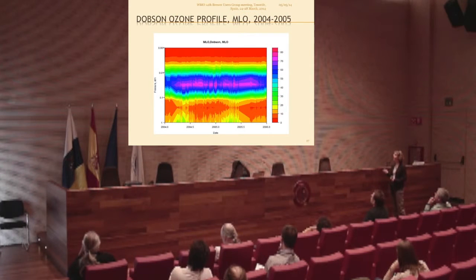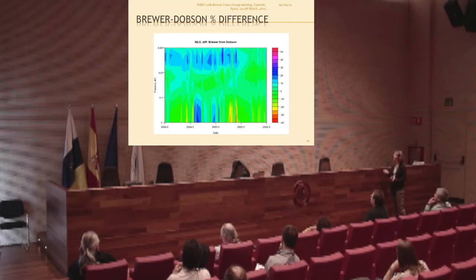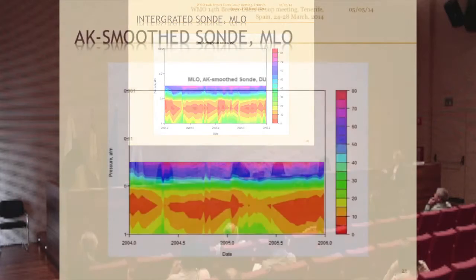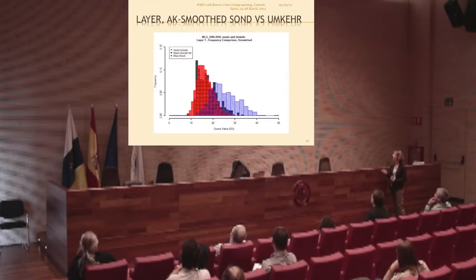This is just plotting the Mauna Loa Dobson data from the Umkehr measurements, and plotting the Brewer measurements. At Mauna Loa, there are some differences between the Dobson and the Brewer. There are some issues here; sometimes the screening for the data does not work as well as you want. You have integrated ozonesonde data for 2004 to 2006 at Mauna Loa. You can apply the averaging kernels, and it looks much nicer. See these broad features? Those are once-a-week measurements.